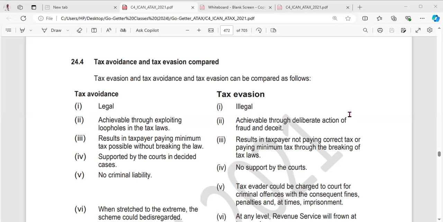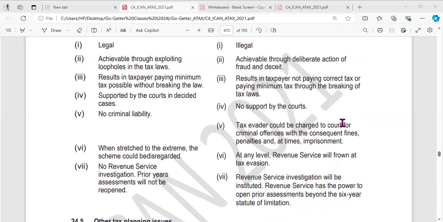Tax avoidance is supported by the courts in decided cases, whereas tax evasion is not supported by the courts. And in number five, for tax avoidance, there is no criminal liability. In tax evasion, you could be charged to court for criminal offenses with fines, penalties, and imprisonment. Number six, tax avoidance, when stretched to the limit, could be disregarded. In tax evasion, any limit you use, tax evasion is frowned at. Number seven, no revenue service investigation is done for tax avoidance. Prior years assessment will not be reopened, whereas that is not the case for tax evasion.